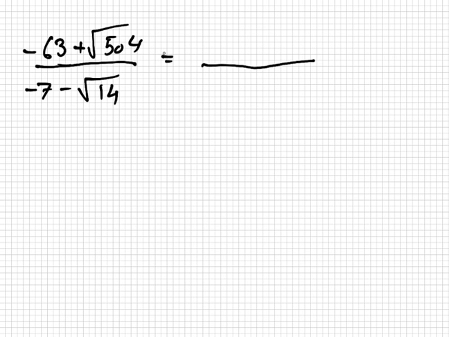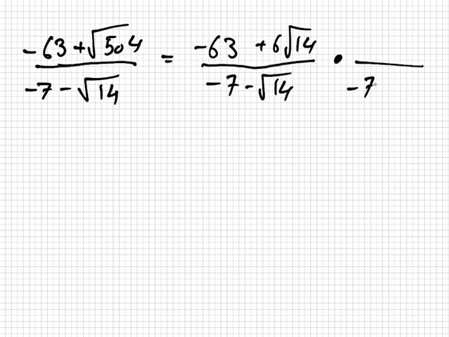This is 63 root 14. It has a 63 in it? Yeah, 63 root 14. And then, no, here, this six is 6 root 14. Six root 14, okay. Minus 7 minus root 14, multiply minus 7 plus root 14.